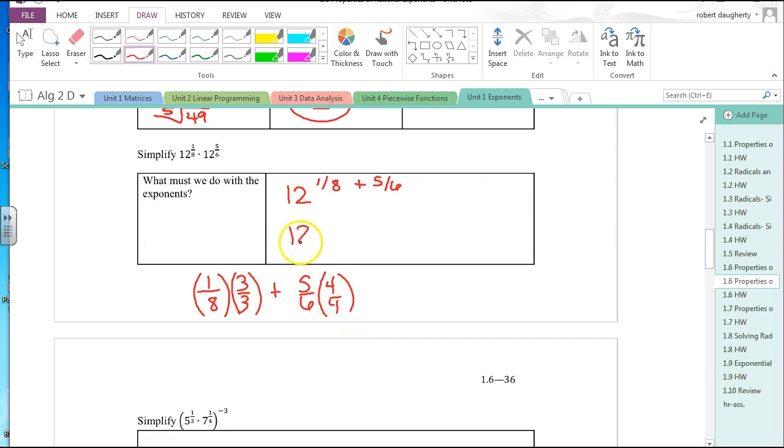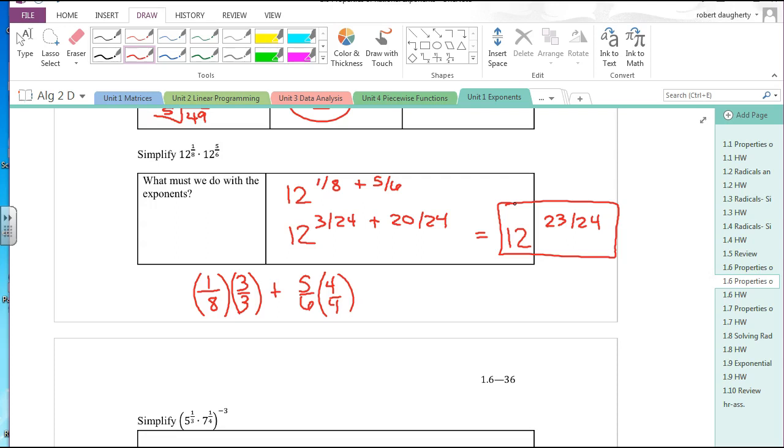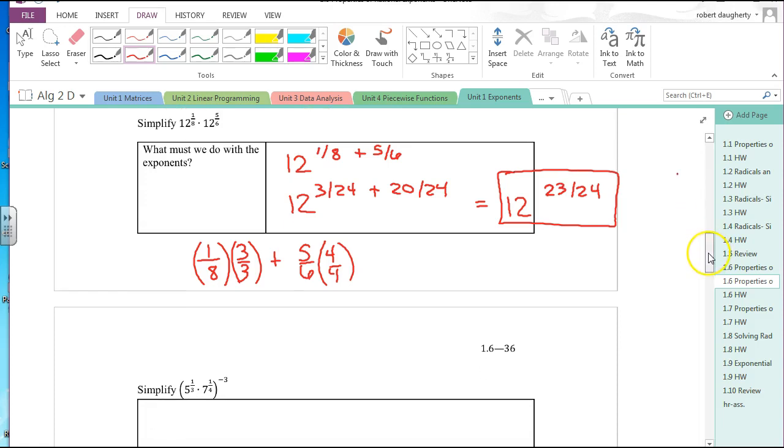So this is going to be 12 to the 3/24 plus 20/24. When I add those together, I get 12 to the 23/24 power. Okay, I know that may look ugly, but that's the right answer. Okay, so when you're adding the fractions, you have to keep in mind that you may have to find common denominators in order to make this happen. So answer here, 12 to the 23/24 power.